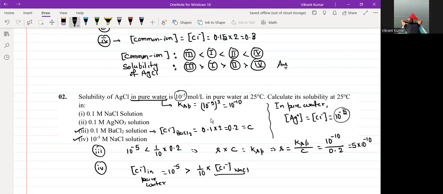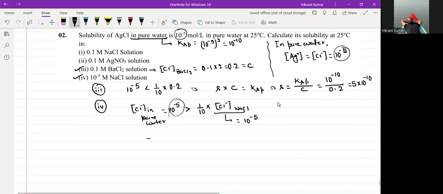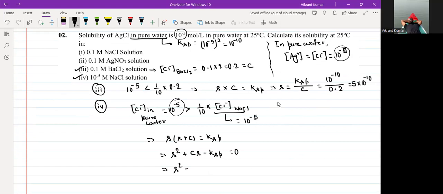क्योंकि ये खुद भी this number itself is equal to 10 raised to minus 5, तो उसके 1/10 से 10 raised to minus 5 ज्यादा ही है ना, and that's why we can't have that assumption valid, so we need to solve the quadratic. And that's why in this case we need to write S into S plus C is equal to KSP, and that means we have got S square plus C times S minus KSP is equal to 0, which means S square plus 10 raised to minus 5 into S minus 10 raised to minus 10 is equal to 0.